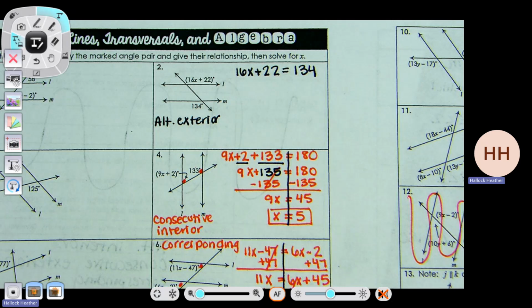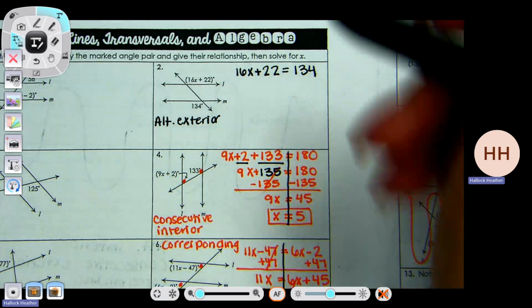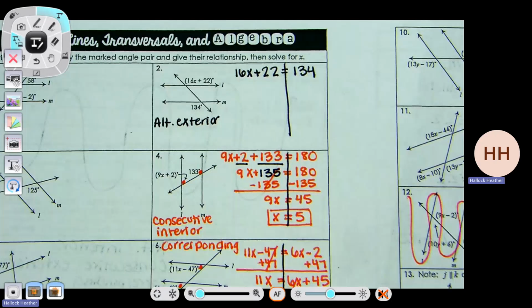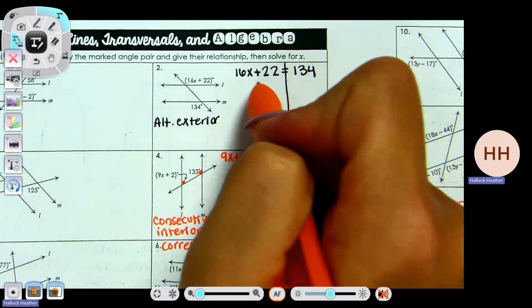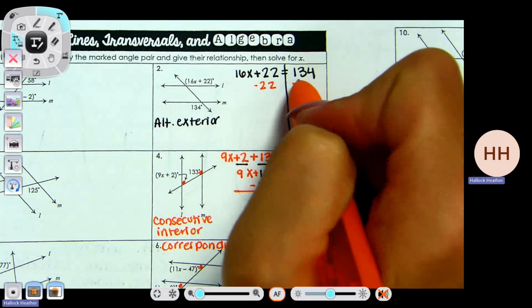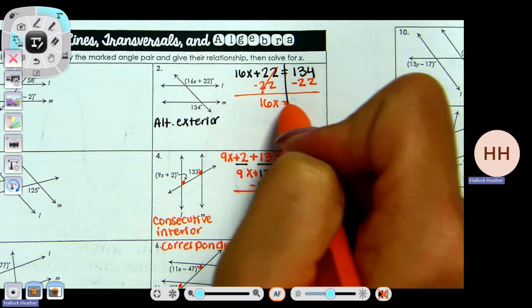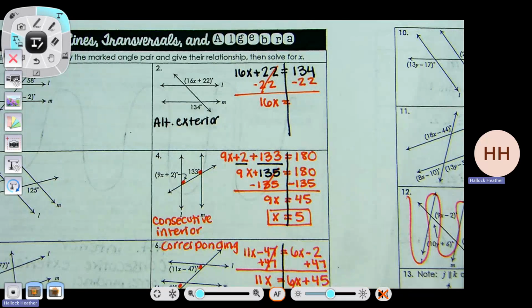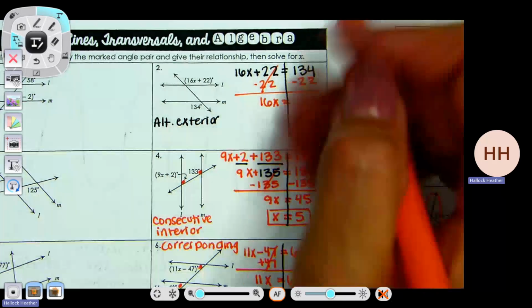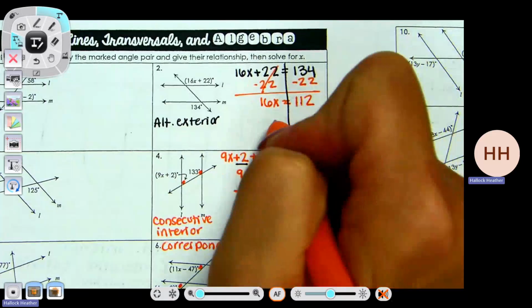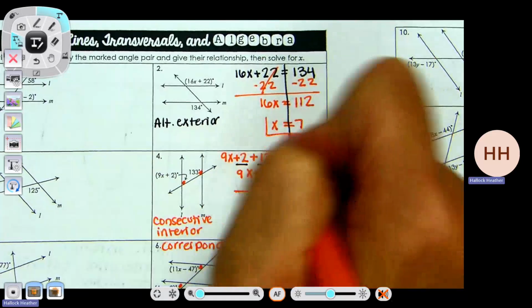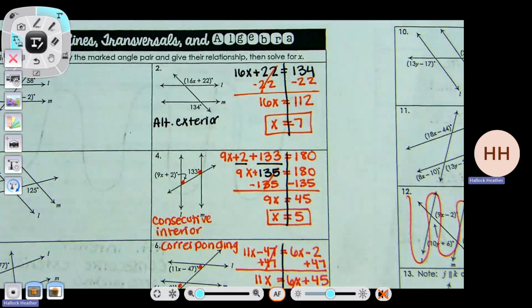Minus 22 both sides. Are there more steps? Yep. 134 minus, oh, crap. What's 134 minus 22? And then I divide to get what? 7. Did you say 6 on purpose? Okay, let's do one more.